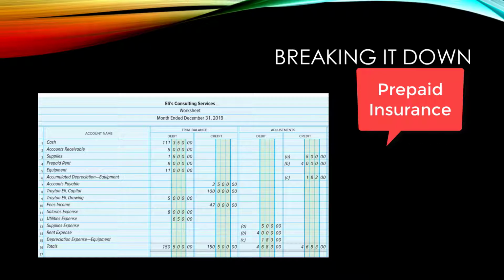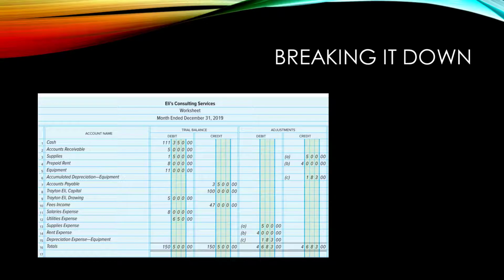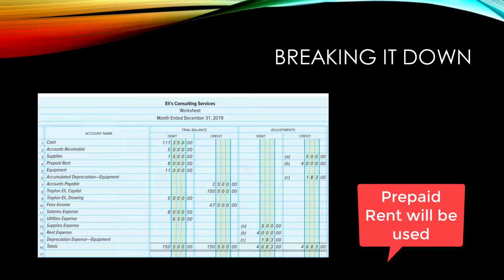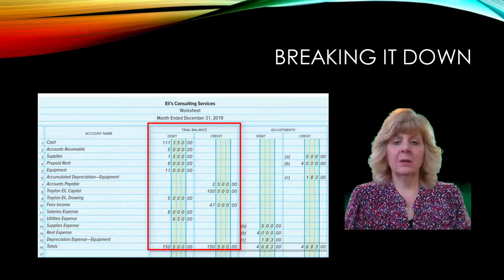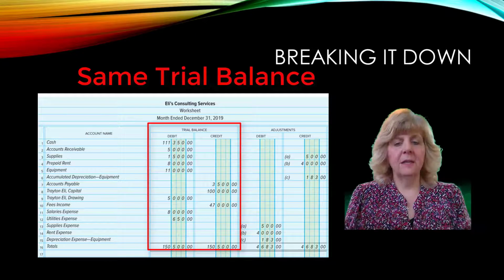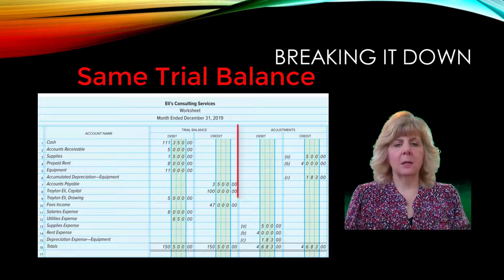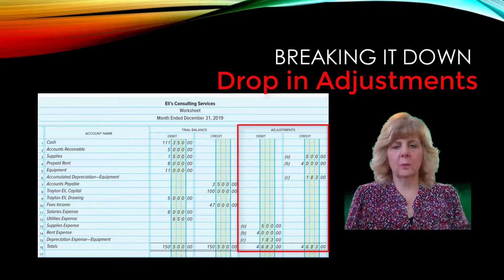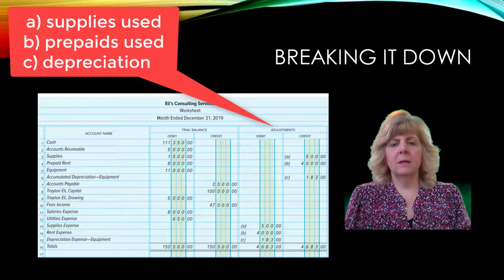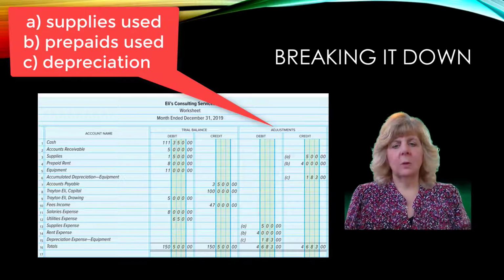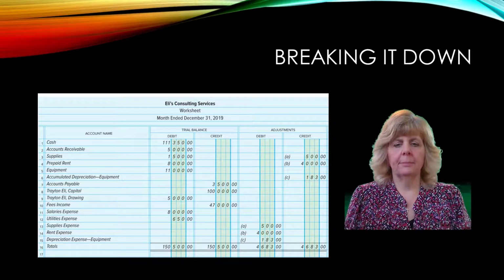In the previous video, I used prepaid insurance to demonstrate how the prepaids were computed. In the rest of this video, we'll go ahead and stick with the author who uses prepaid rent instead. All principles are the same. We start off with the same trial balance we've been using for several chapters now. The next set of columns is where we drop in the 3 adjustments described in the previous video. A was the supplies adjustment, B was the prepaid adjustment, and C was to record the depreciation.